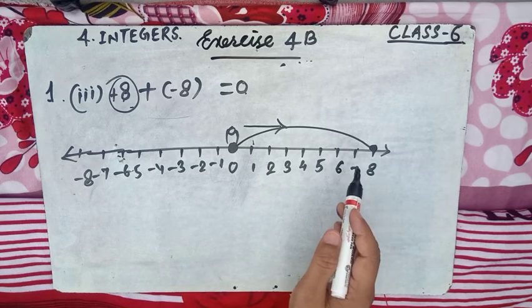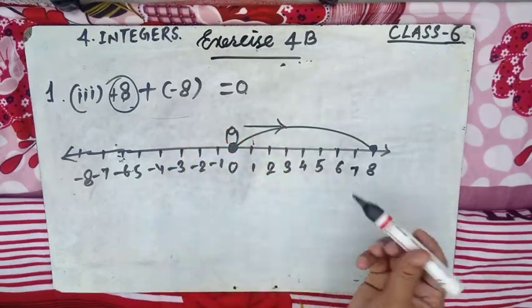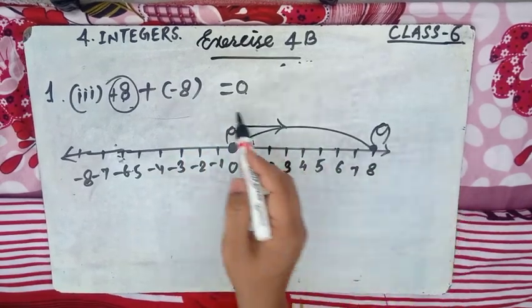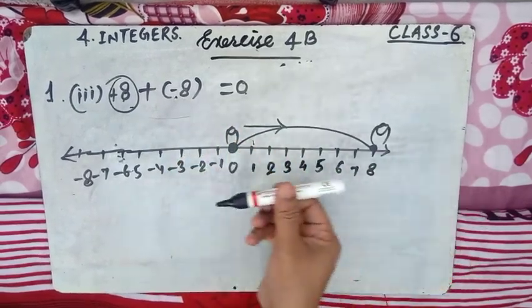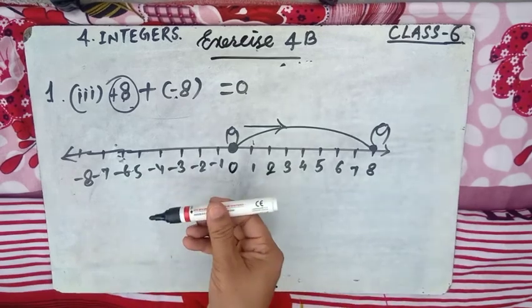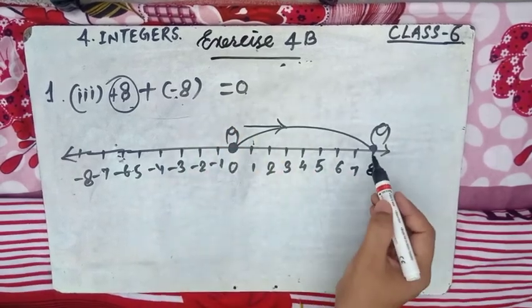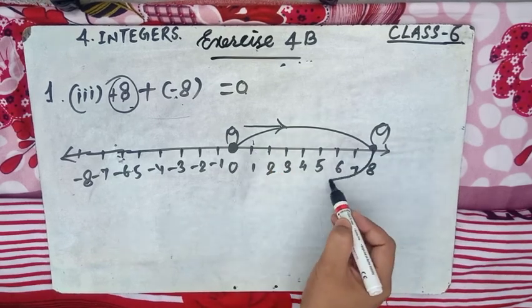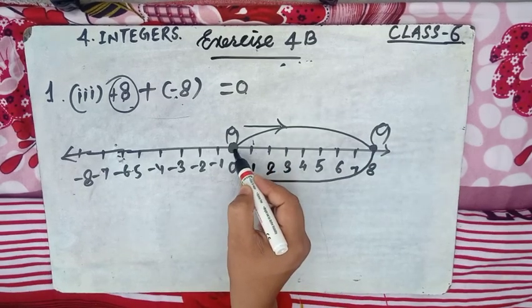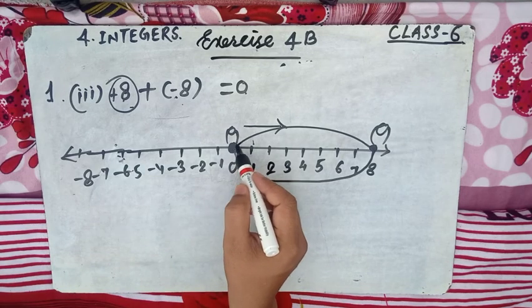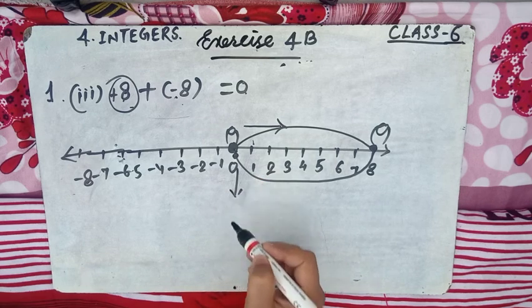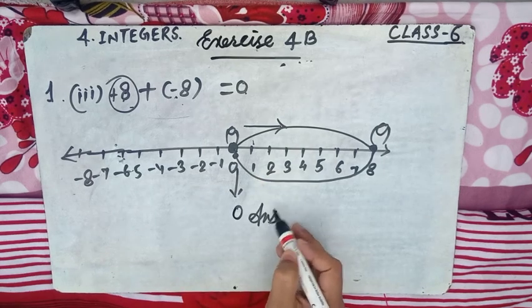Then we move 8 steps just opposite to that. Here is the minus sign, which indicates we move towards the left side. How many steps? 8 steps, once again 1 2 3 4 5 6 7 8. We approach the same place where we were standing the first time. That means the final position is 0. The answer is 0, with the help of the number line.